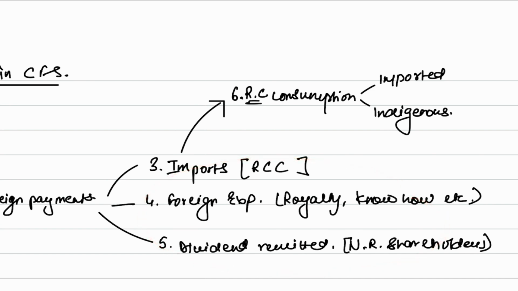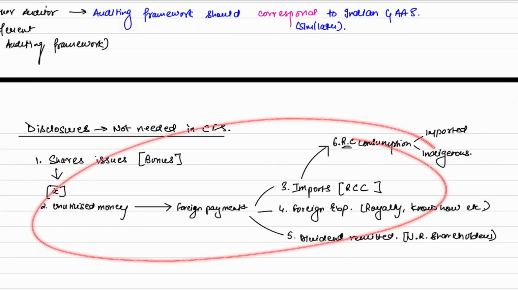Yes, sir. And the last point: from the raw material, whatever raw material and components consumption you have done, tell how much was imported and how much was indigenous. So these are the 6 points covered. This question was asked in November 22. So if this question is asked in your exam, you can easily score 5 out of 5.